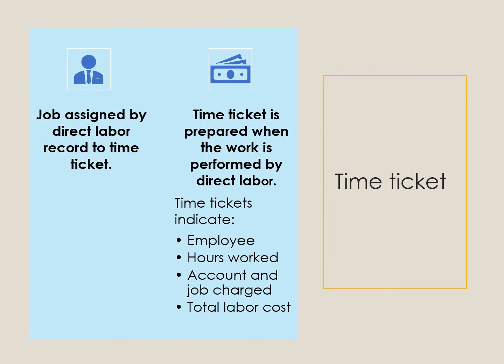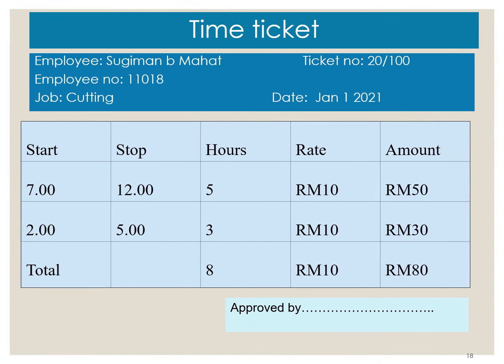Time ticket. Job assigned by direct labor record to time ticket. A time ticket is prepared when the work is performed by direct labor. Time tickets indicate employee, hours worked, account and job charged, and total labor cost. Illustration, time ticket. Companies assign factory labor costs to jobs on the basis of time tickets prepared when the work is performed.